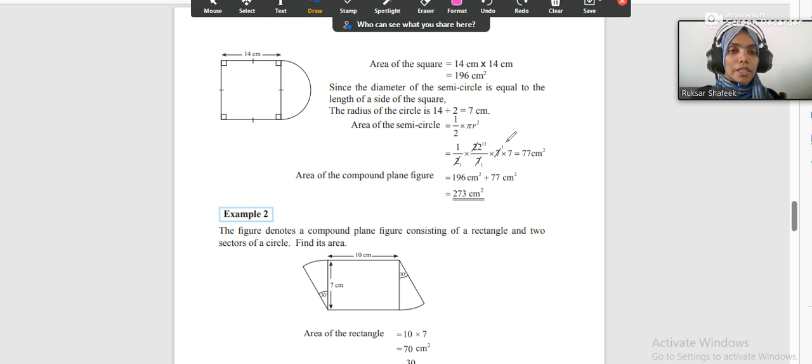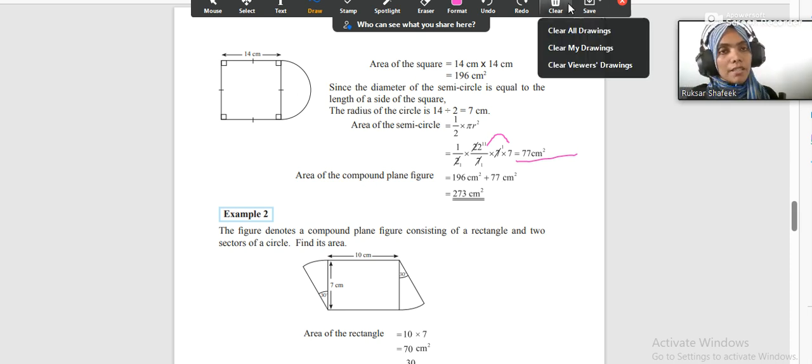They've cancelled off the 7 and the 7, and 2 times 11 is 22. So we are left with 11 times 7, which is 77. And now we add 196 and 77 to give us the answer 273 centimeters squared.